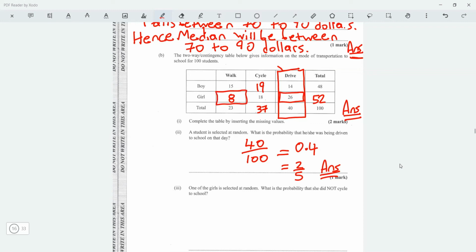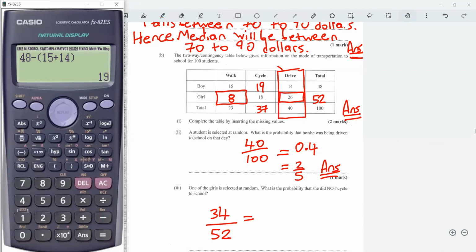What's the probability she did not cycle? How many girls are there? 52. So there are 52 girls. So the total goes in the denominator. Then we add 26 plus 8. 26 plus 8, I believe, is 34. And so that would be the probability that she didn't cycle. 34 out of 52. And you just put that in a calculator if you want to give them the decimal equivalent. 34 out of 52. That is 17 out of 26 or 0.654.